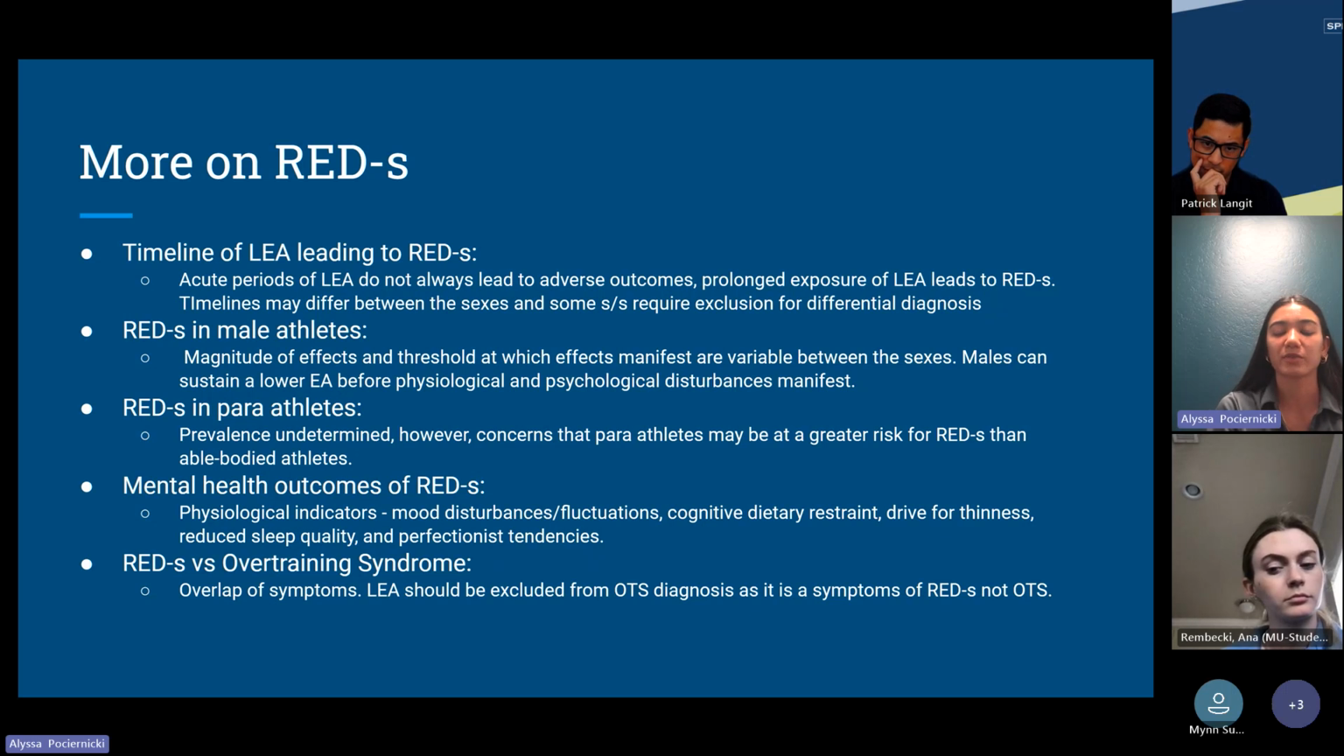And then there's a difference between relative energy deficiency and overtraining syndrome. So there is an overlap of symptoms, but the key difference between REDS and overtraining syndrome is low energy availability. And that should be excluded from an OTS diagnosis rather than a REDS diagnosis.